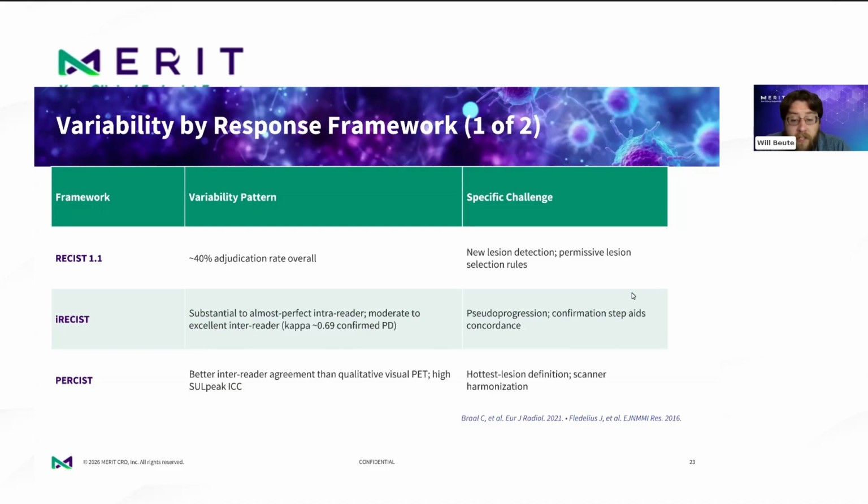And PERCIST, which is PET-based, that's positron emission tomography, achieves better inter-reader agreement than qualitative visual PET reads alone, with high reproducibility on its key quantitative metric. Its challenges are defining the hottest lesion and harmonizing across the different scanners used across the trial. The theme here to notice is that the more quantitative and rule-based the framework, the better the agreement tends to be.